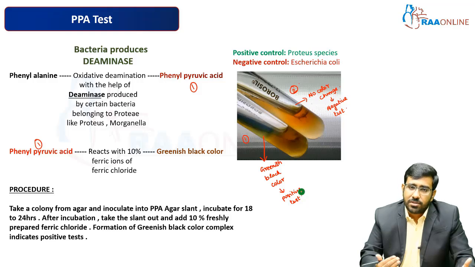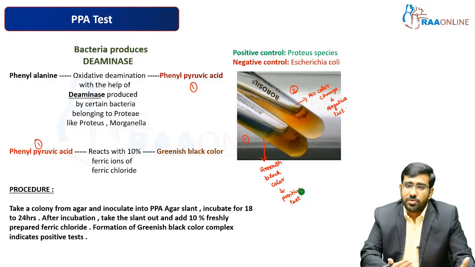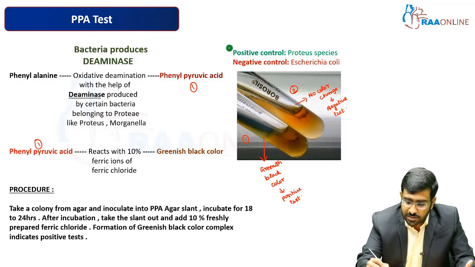So why are we going to do this test? In case you get a non-lactose fermenter, we need to know whether it belongs to organisms like Proteus or Morganella. Organisms belonging to the Tribe Proteae, like Proteus mirabilis, Proteus vulgaris, Proteus penneri, and we have Morganella morganii, are the various organisms which are going to be PPA positive. So in order to differentiate them, we are going to use it. For quality control of the PPA test, the positive control is going to be Proteus species and the negative control is going to be Escherichia coli.